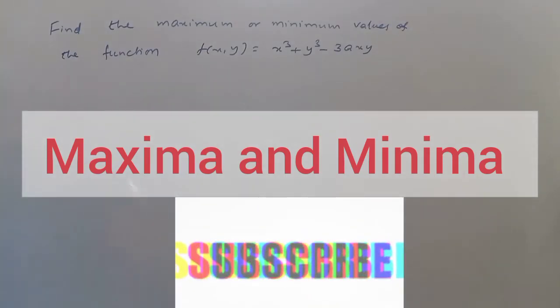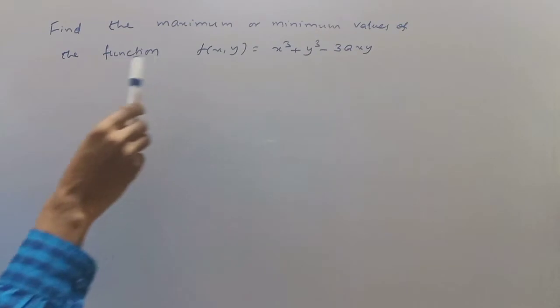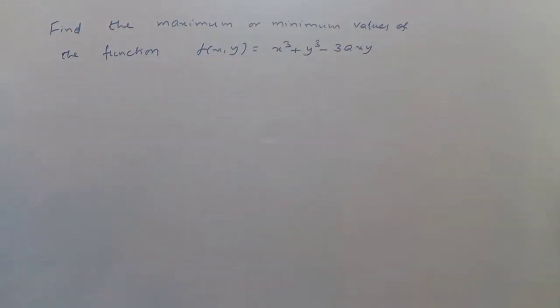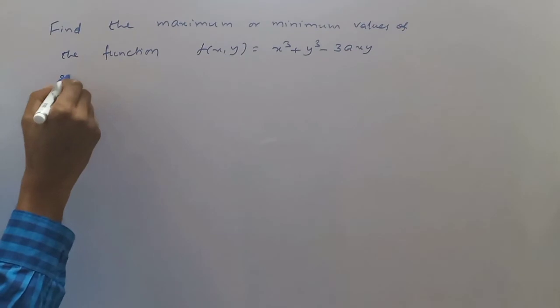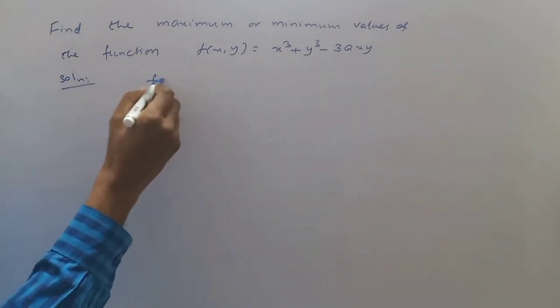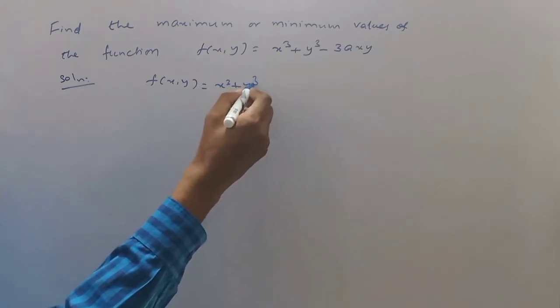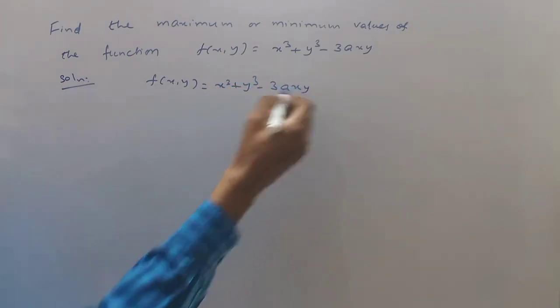Next problem. Find the maximum or minimum values of the function f of x comma y equal to x cube plus y cube minus 3axy. Solution. So what is given? f of x comma y equal to x cube plus y cube minus 3axy.